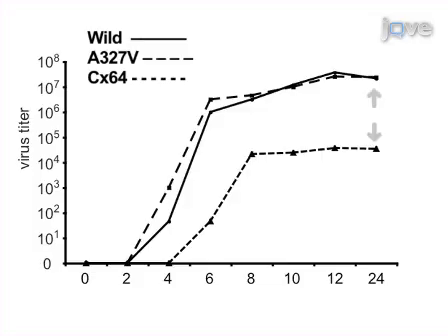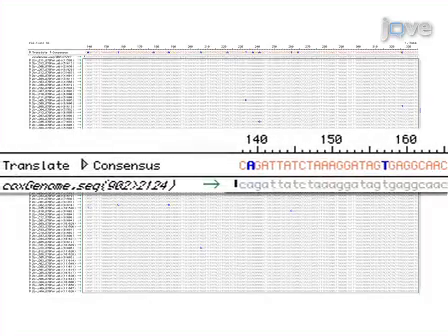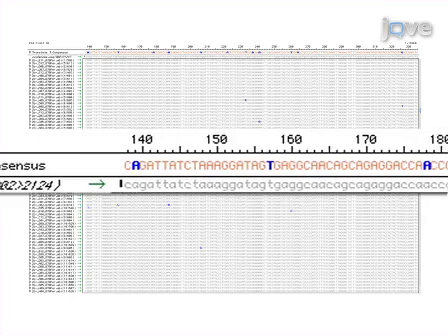The variant CX64 presents a significant delay in replication kinetics and reaches maximum titers that are 1,000-fold lower than wild-type virus. Using the approach described in this video, each clone that is sequenced originates from a unique genome within the total virus population and would thus carry unique mutations.